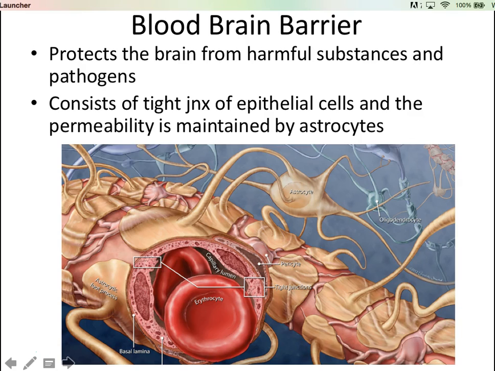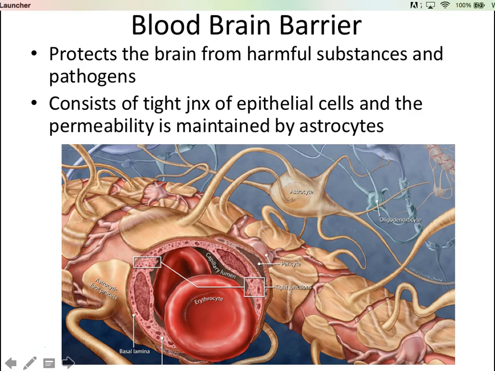So basically, what that is, is a tight junction. So that's what that JNX is. It's a tight junction of epithelial cells, and those cells are made permeable more or less by astrocytes. So here in this image, these are the epithelial cells. They're making up the actual blood vessel, and you can see here are these tight junctions. So basically, it's not letting much of anything through.